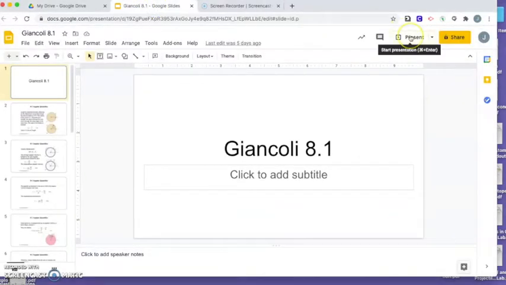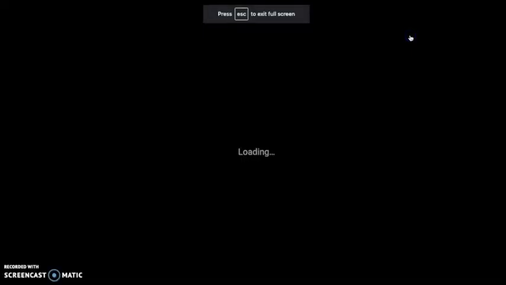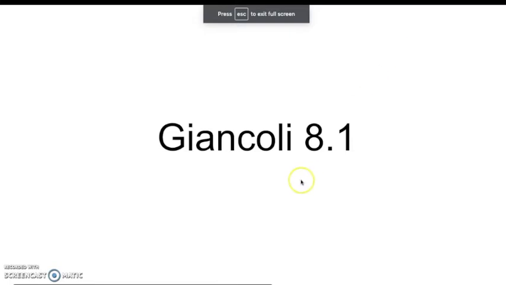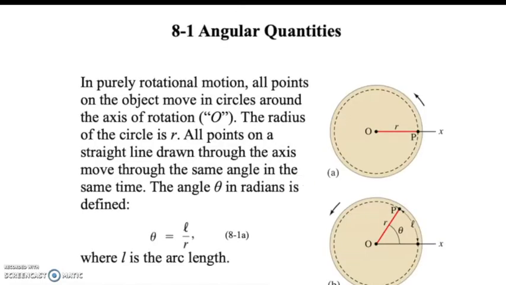All right, so we're going to start talking about rotational motion, and really the big thing about rotational motion is going to be comparing it to linear motion, and we're going to use equations to do that, obviously. So angular quantities. In purely rotational motion, all points in this thing move in a circle, which we call O, our axis of rotation, which is just the center of the circle.